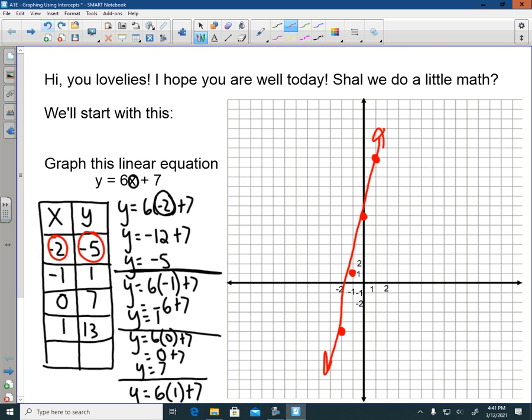So if you're being asked to graph a linear equation, what you're going to do is you're going to create a table. You're going to pick some values for x, pop it into that equation, solve a little bit to get your values for y, and then you turn those into points on your graph, and then do a much better job than I did with creating your line. That's how you do it.